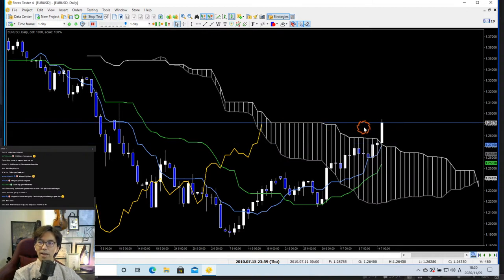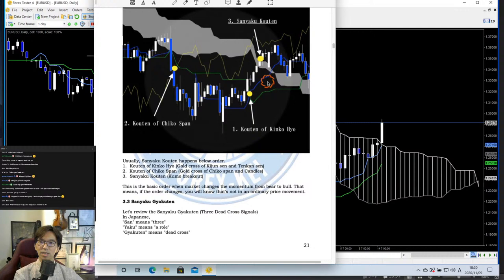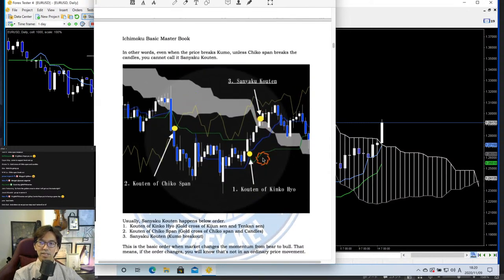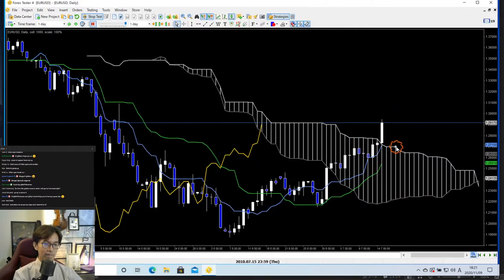Okay, now I find that Kumo breakout, you see? The market went through the Kumo and we find the Kumo breakout exactly on this day. So this is the right order, as I showed you in this Ichimoku Basic Masterbook. The Kouten of Kinkouhyo and Chikouspan break and then Kumo breakout. And that's exactly what's happening here. And then we can expect the market to continue to go up this way.